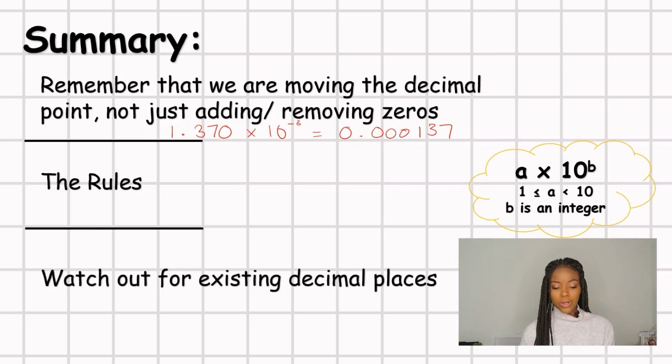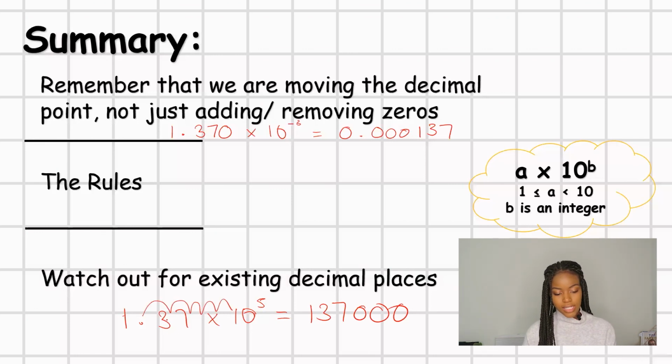And the last one is to watch out for existing decimal places. This is a really important one. So let's say we have 1.37 times 10 to the power of 5. So we have to remember that we're using 2 of these spaces to make the 3 and the 7 whole numbers. So we have to remember to move these numbers, these existing decimal places. We can't just ignore the fact that there was a decimal there.